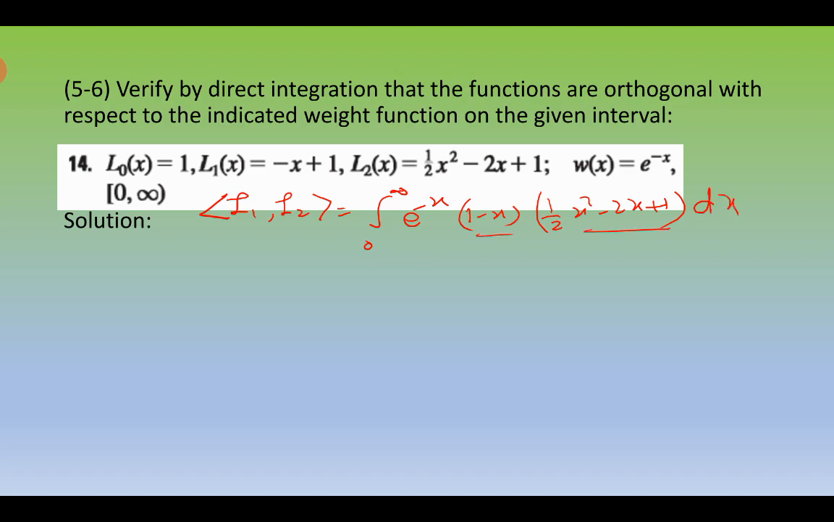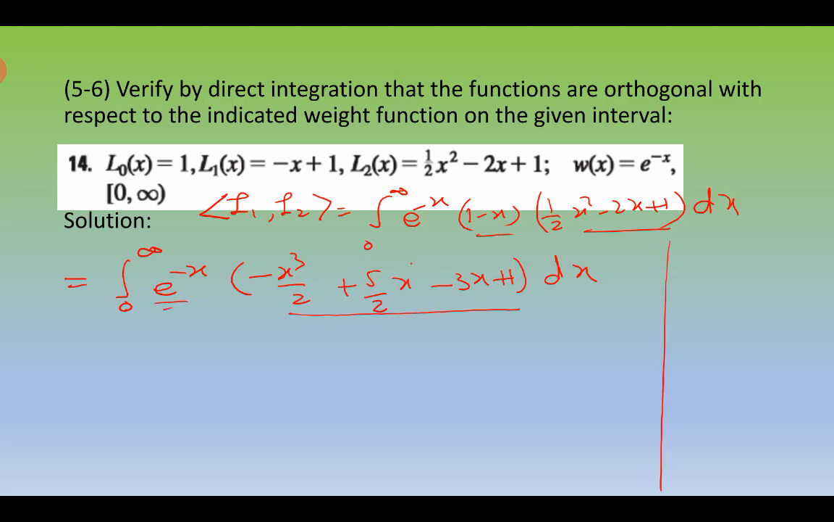Now we multiply these two algebraic functions together, and we will write it 0 to positive infinity e power minus x. When you multiply these two and simplify, you get minus x cube over 2 plus 5 over 2 x square minus 3x plus 1. Verify yourself. And dx. Now again the same concept. This is your u. U is algebraic function. This is u, this is v.